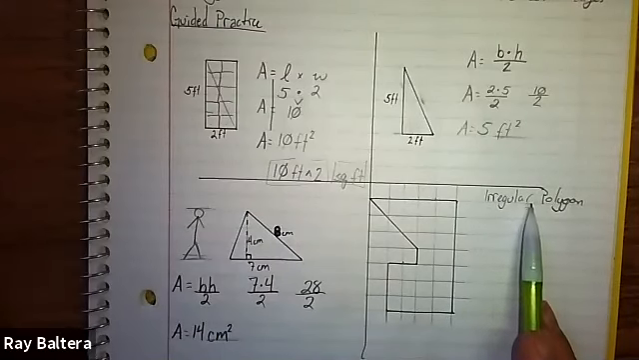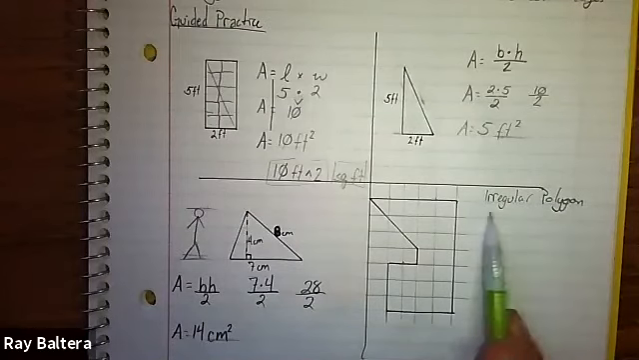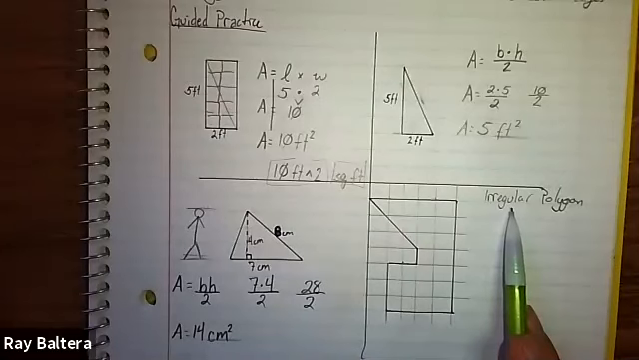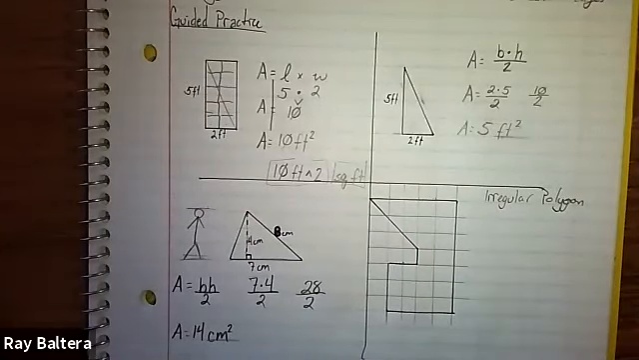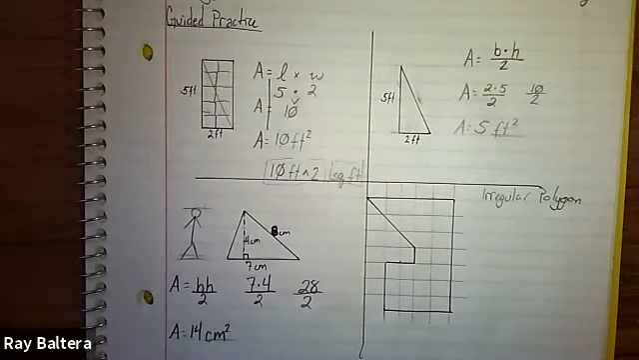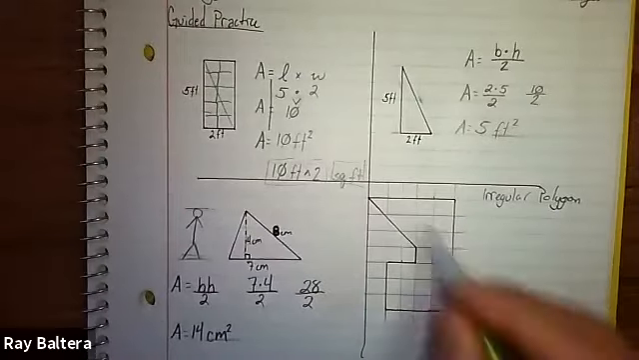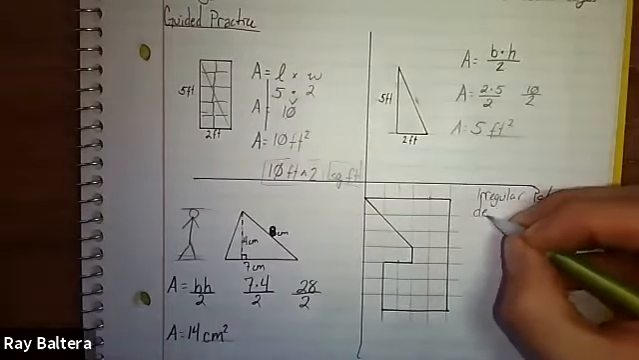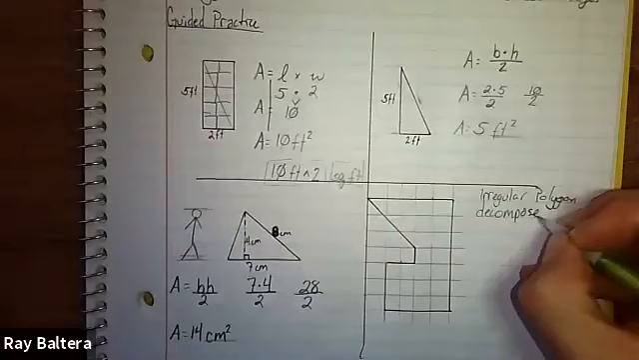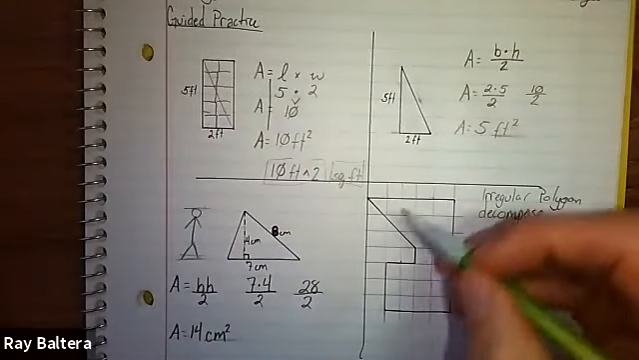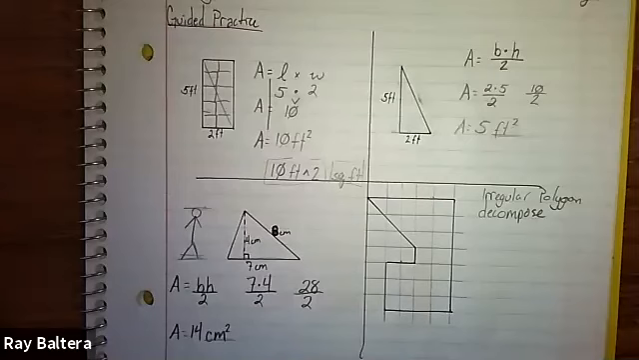When you break something apart, Tony, what is that called? Using one of our vocab terms, what is it called when you break a shape into smaller pieces? What's up, Yair? Anthony, what is that called? Decomposing. Yeah, I need to decompose. So when I get irregular polygons that look like this, I need to decompose them.